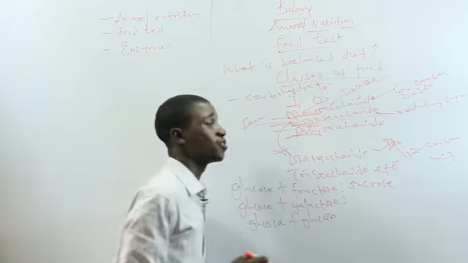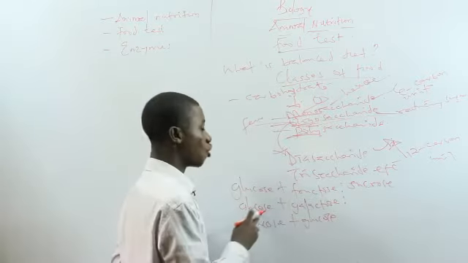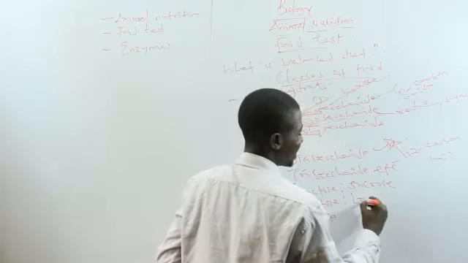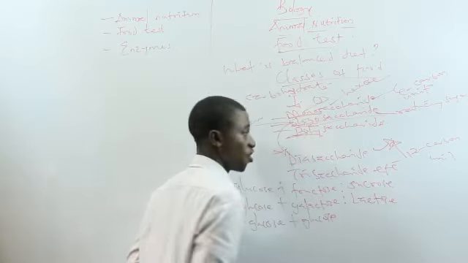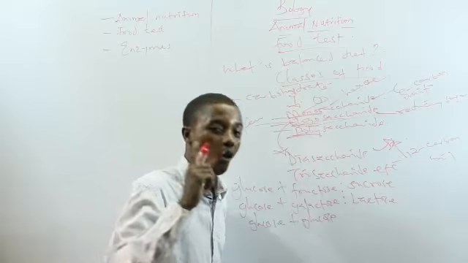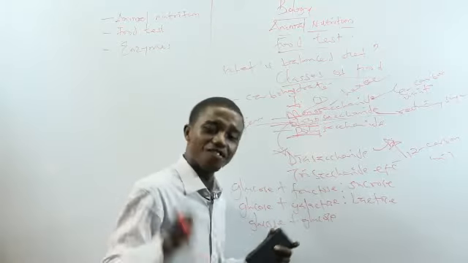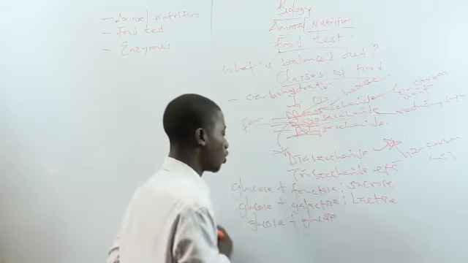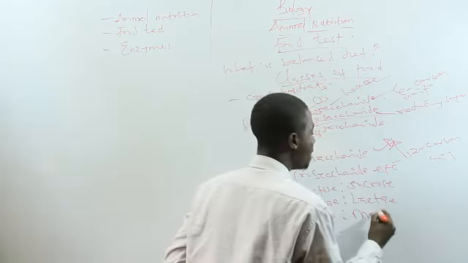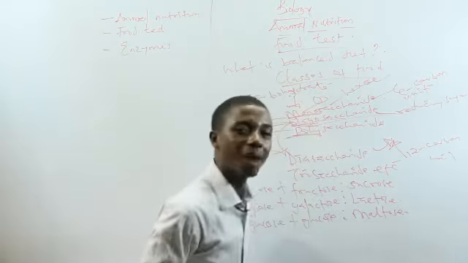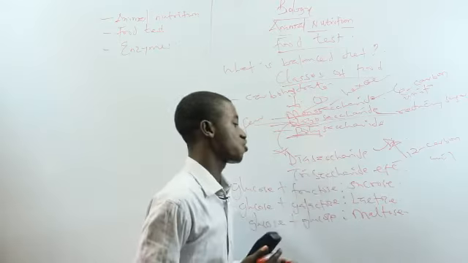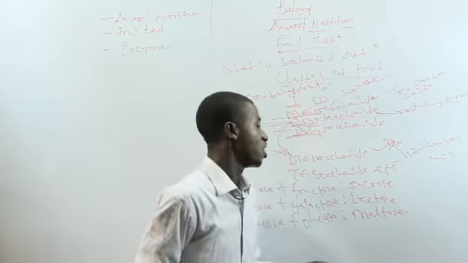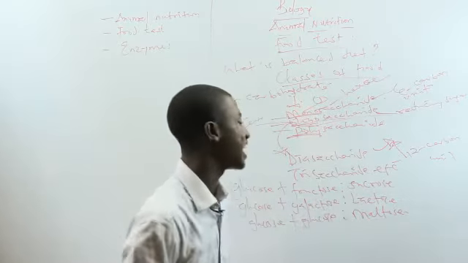Glucose plus fructose is known as sucrose. So sucrose is a very good example of a disaccharide. Glucose plus galactose is known as lactose. So lactose is a very good oligosaccharide, by extension, a very good disaccharide. Glucose plus glucose is called maltose. And so the examples are sucrose, lactose, and maltose. So sucrose, lactose, and maltose are disaccharides.